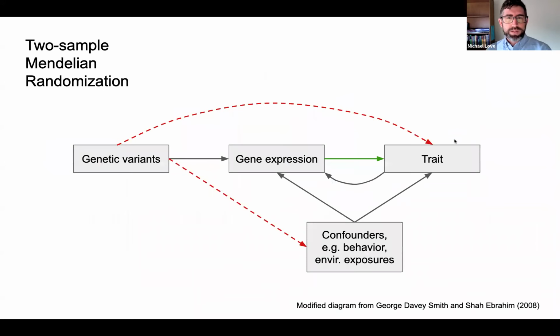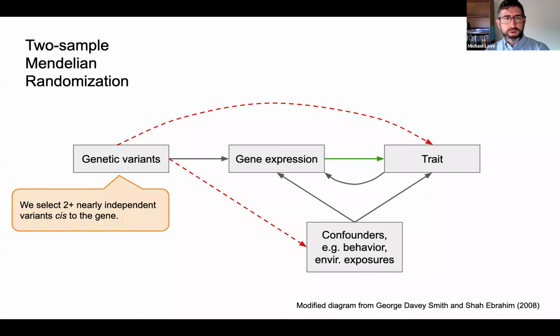So here is a sketch of our causal DAG that we're trying to use. We're performing two-sample Mendelian randomization, obviously inspired by a lot of the work from scientists before, including a lot of work from the MRC. Just to start out, we're interested in selecting cis genetic variation and using gene expression as the mediator. And we purposefully select two or more what we'll call nearly independent variants cis to the gene. So we're not attempting to do this with a single instrument.